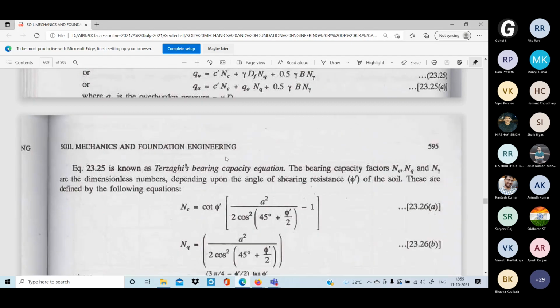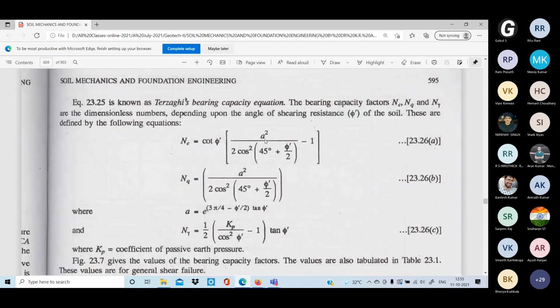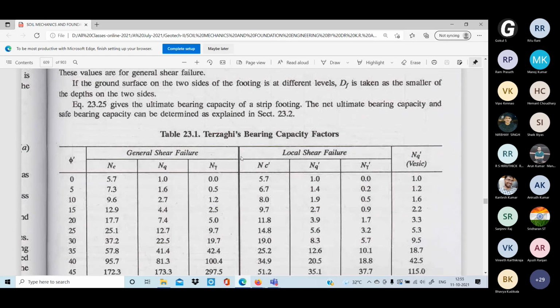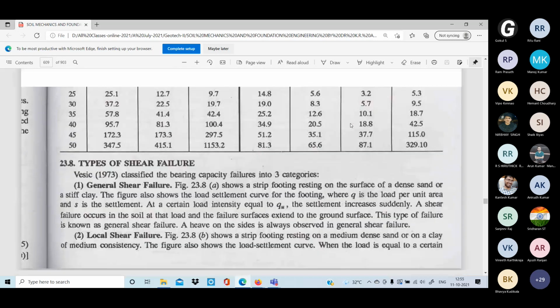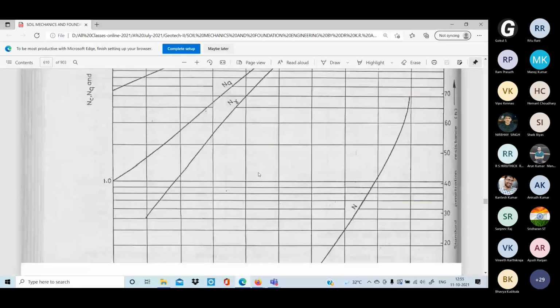After that, Nc, Nq and N gamma are given, and I said that they depend only on the value of phi. Then a tabular column is given for Nc, Nq, and N gamma. This is local shear failure and general shear failure. What is the difference between them? Three figures I have shown you: general, local, and punching shear failure.